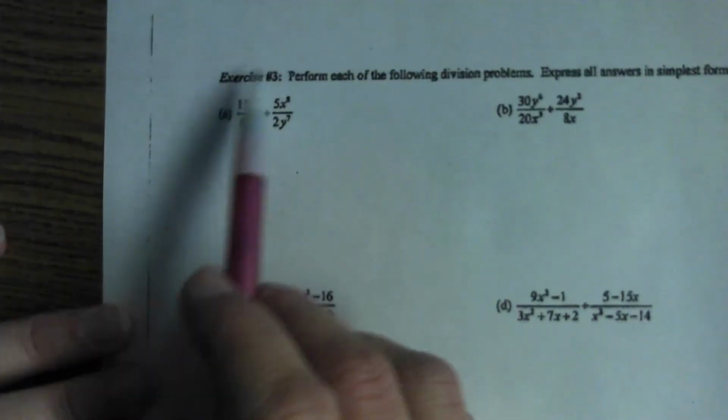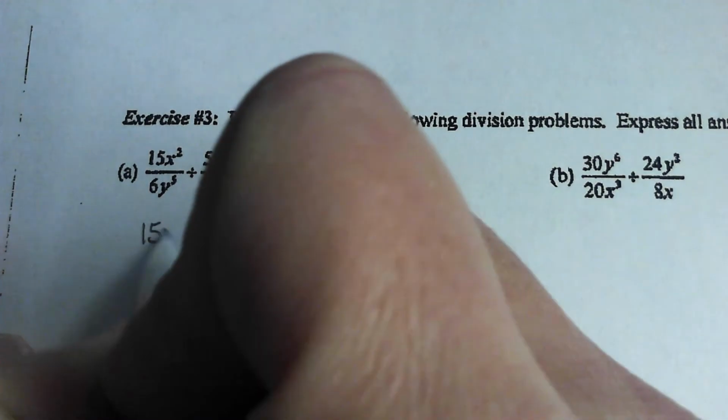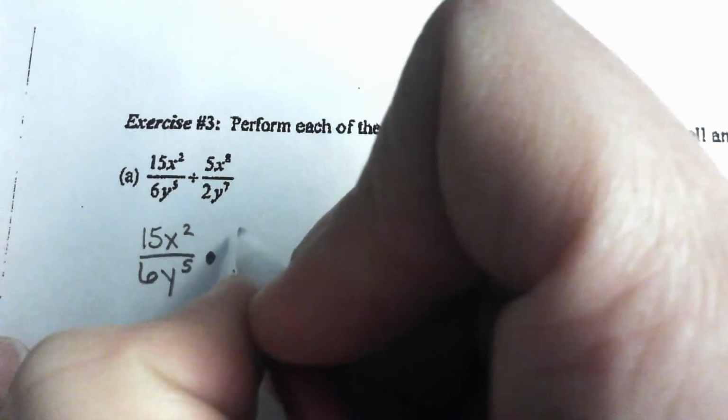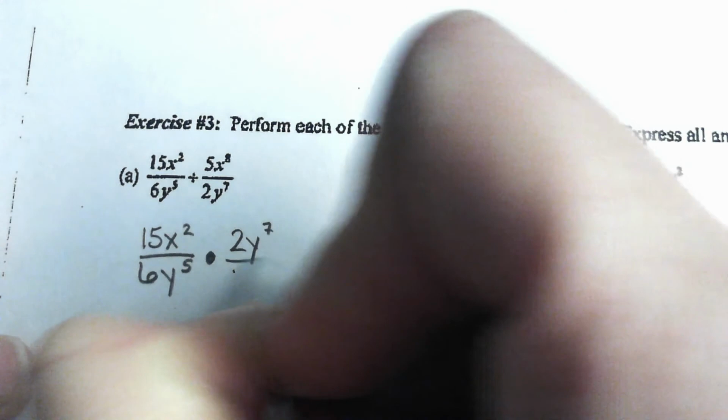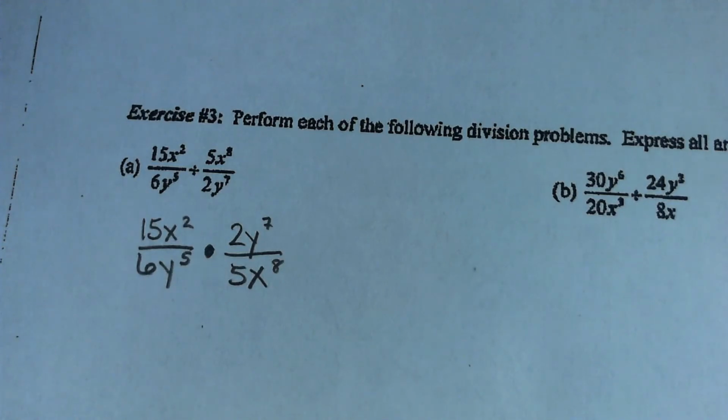So, we again have division. This time it's just monomials. So we keep change flip and we don't have to worry about factoring. So we're going to keep the first fraction, change the division to multiplication, and flip the second fraction. And then we're going to start reducing. So I want everyone to do that on your own now. Reduce that and then we'll see what kind of answers come up. Hopefully only one.